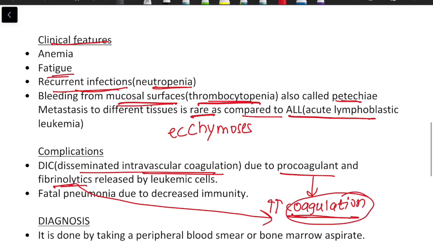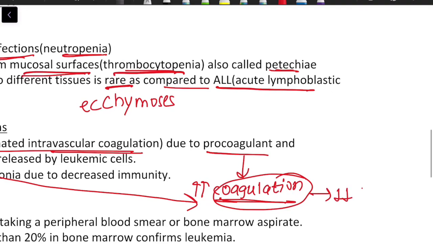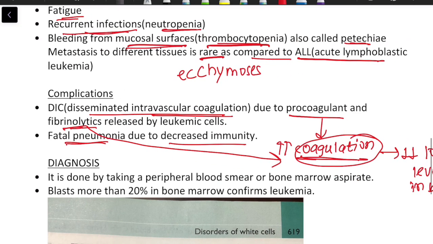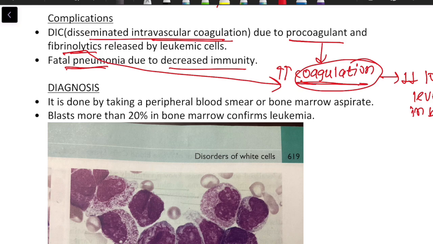So what you can see is that first of all these coagulation factors are being consumed rapidly, and now they are being destroyed also, so this leads to their low levels in the blood, and this again leads to massive bleeding, internal bleeding especially, and can cause fatal hemorrhage. Now fatal pneumonia is also seen due to decreased immunity complications.